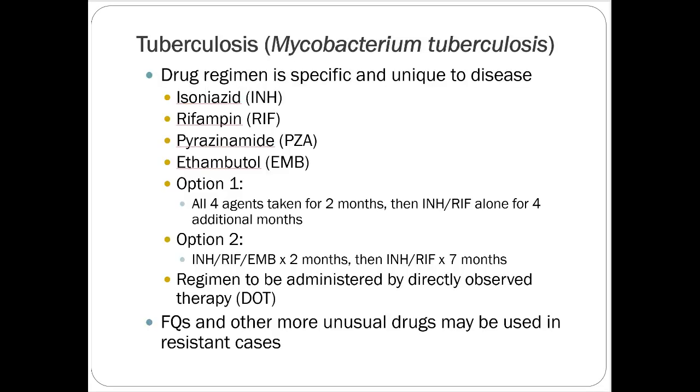All right, other random stuff. Tuberculosis, don't worry about this at all. I'm not going to test you on tuberculosis, but just for completeness' sake, tuberculosis is just a whole different beast. You can see all the drugs are odd. We haven't talked about any of these other than briefly mentioning rifampin. These are all taken for 2 months, and then the isoniazid and rifampin are taken for an additional 4 months after that. There's some other options out there.